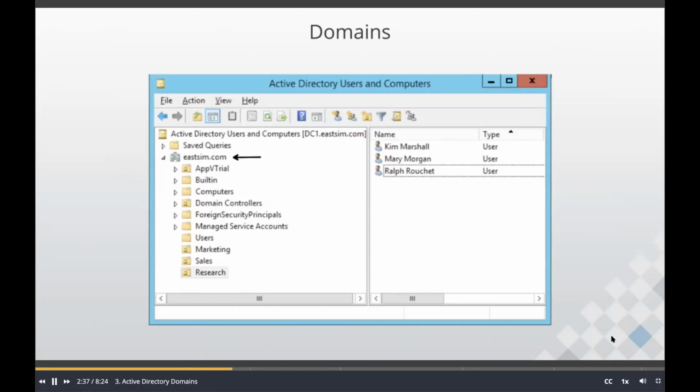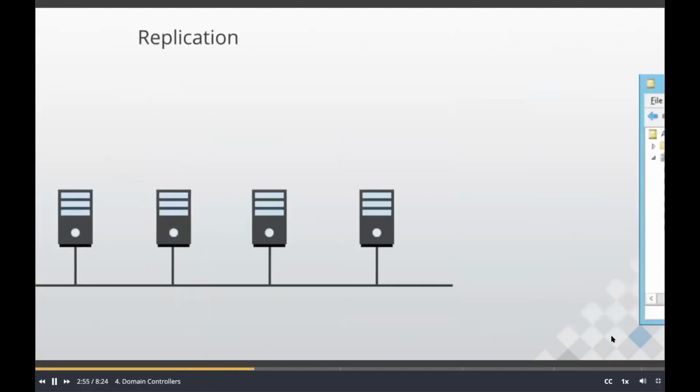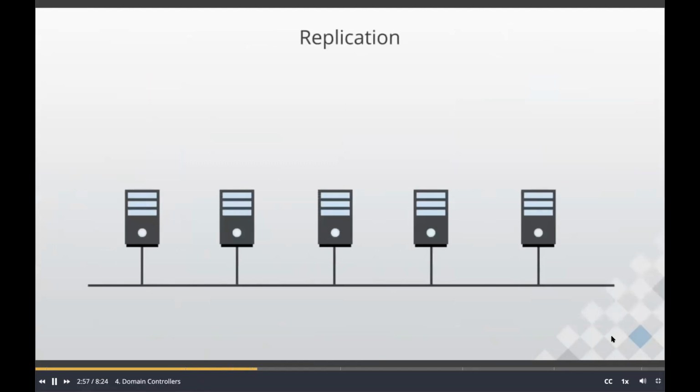Sometimes we'll refer to a domain just by its domain name alone. In this case, it would just be esim. This is the common name of the domain. The distinguished name, on the other hand, includes the DNS context along with the domain. In this case, it's esim.com. Now, a domain controller is a Windows server that holds a copy of the Active Directory database. A domain can actually have multiple domain controllers, and each of the domain controllers holds a copy of the Active Directory database.